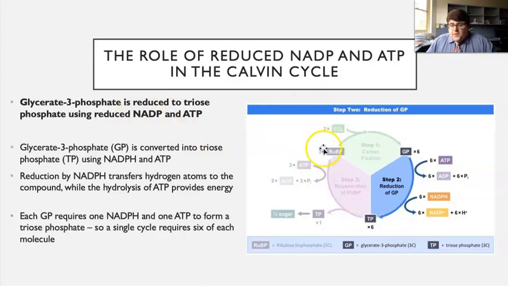Because we started off with 3 molecules of RuBP, each one was broken down into 2 molecules of GP, giving us 6 molecules of GP. Each molecule of GP needs 1 ATP and 1 NADPH, so we need 6 lots of ATP and 6 lots of NADPH to be reduced to end up with our triose phosphate at the end. Triose phosphate, just for noting, is also a 3-carbon compound.